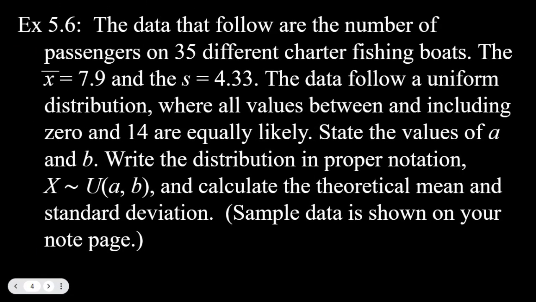Example 5.6. The data that follow are the number of passengers on 35 different charter fishing boats. The sample mean is 7.9, and the sample standard deviation is 4.33. The data follow a uniform distribution where all the values between and including 0 and 14 are equally likely. State the values of A and B, write the distribution in the proper notation, and then calculate the theoretical mean and the theoretical standard deviation. The sample data is shown on our note page.